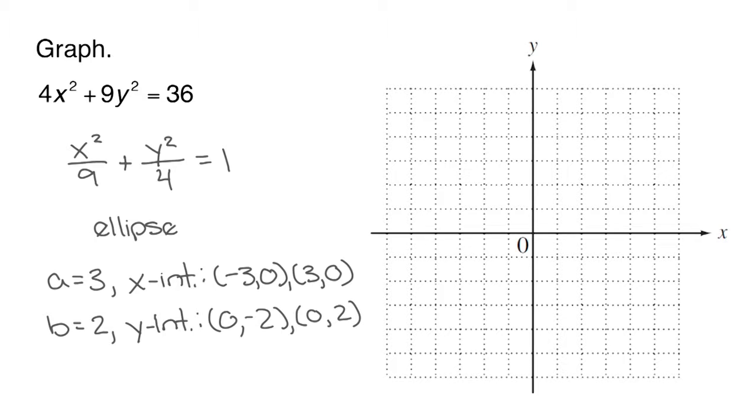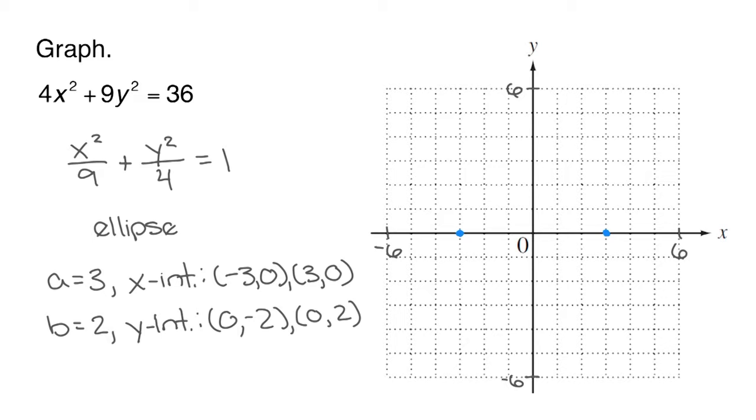To graph, we'll label our coordinate grid. We'll let each dotted line represent 1 unit, so the minimum on each axis is -6, and the maximum on each axis is 6. We'll plot our intercepts, so our x-intercepts are at -3, 0 and 3, 0. So from the origin, we move left 3 units, and we move right 3 units.